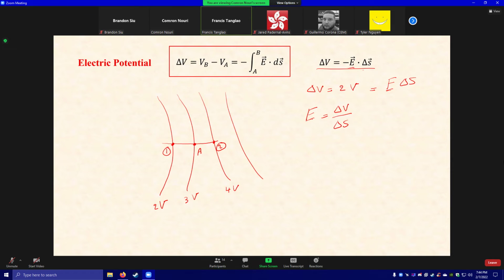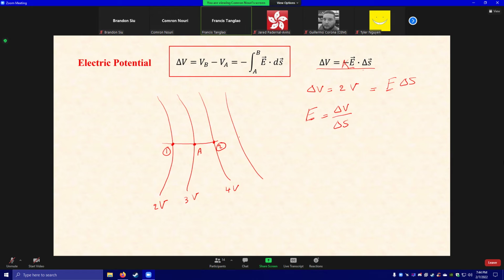Professor, I have a question. Yes, please. So you were saying that we had delta V equals 2 volts because it was following the direction of the electric field lines. So in this specific example, are we saying that the positive charge is at the left and the negative is at the right? No, it doesn't matter. We're not looking at direction here. We're looking at the magnitude.